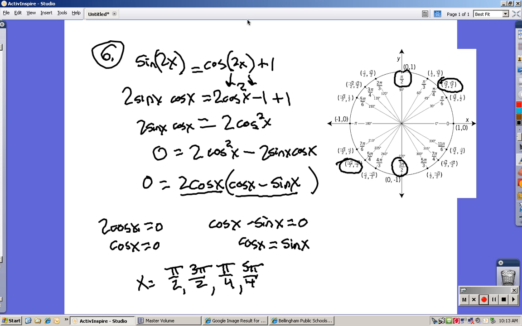The original directions also said that this problem is bounded between 0 and 2 pi. So I don't have to worry about multiples.